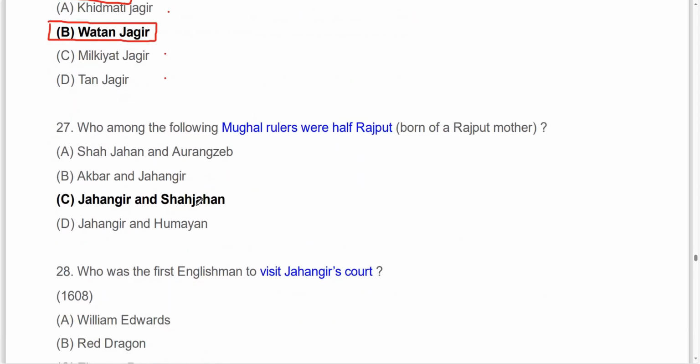Moving on to the next question: whom of the following Mughal rulers were half Rajput, born of a Rajput mother? Jahangir and Shah Jahan. Both of these individuals were half Rajput, born of Rajput mothers.